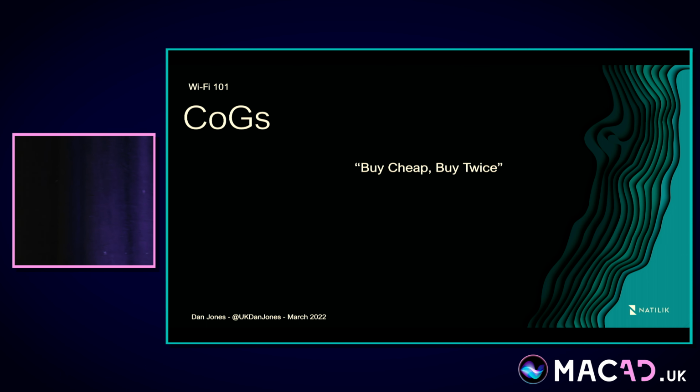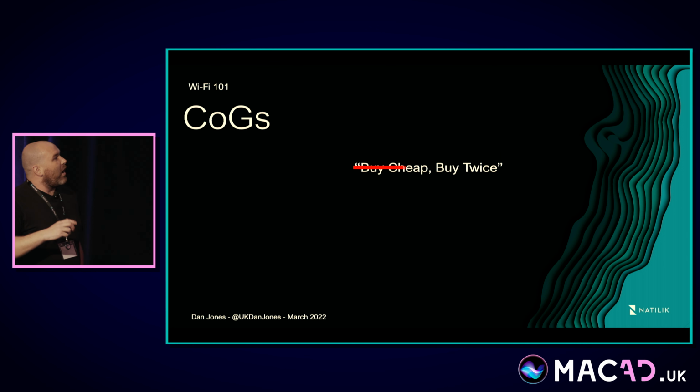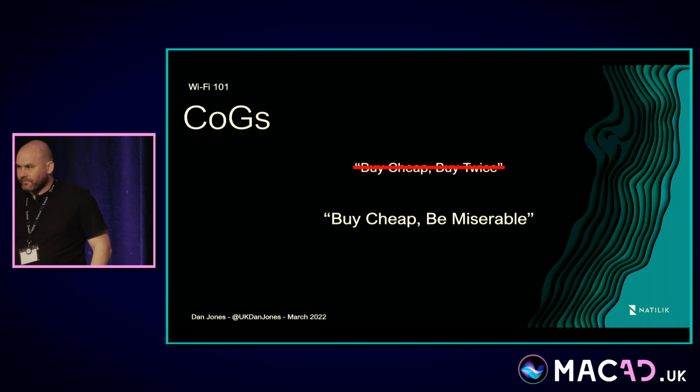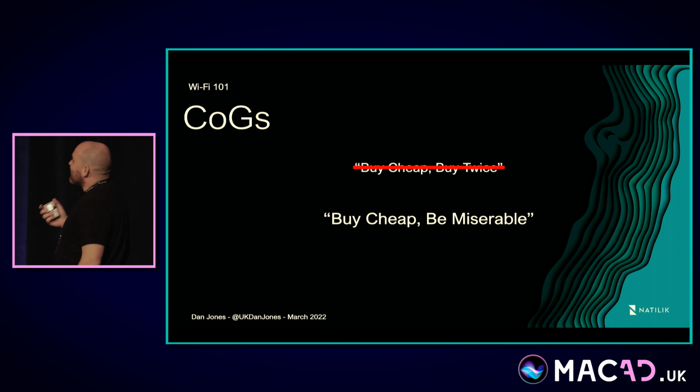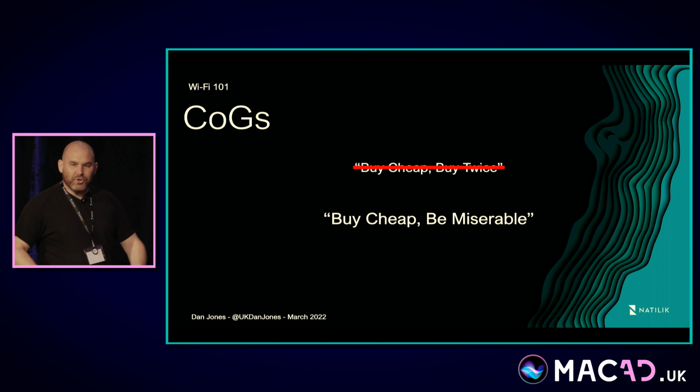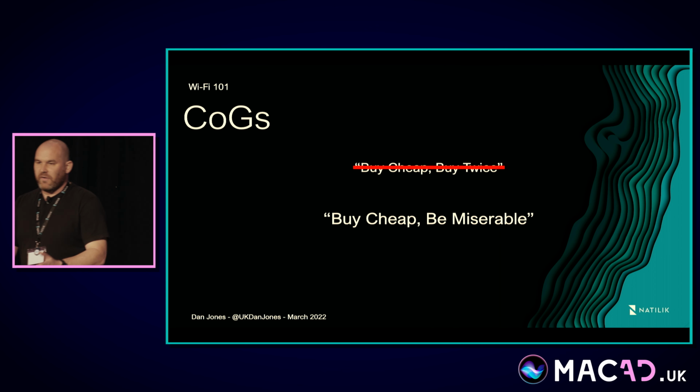Right, my next kind of Wi-Fi 101. You've heard kind of buy cheap, buy twice. That doesn't work with Wi-Fi. In Wi-Fi, it's buy cheap, be miserable. So there's a cost of goods sold, right? Every vendor adds 50, 60 points on top of what it costs them to make the bit of kit.